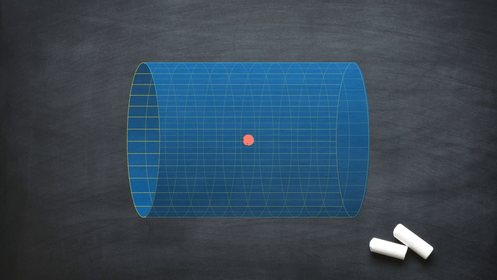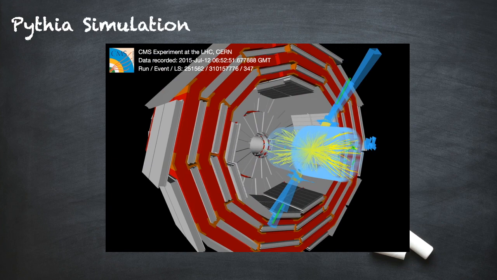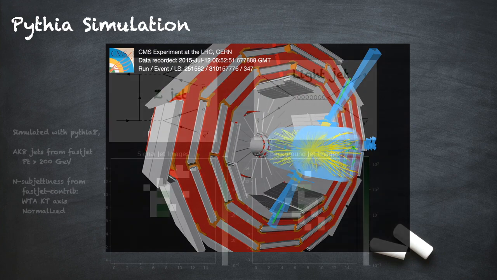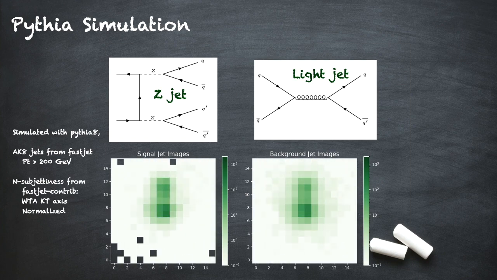Using what we have learned from the toy model, we apply the same method to particle-level simulation generated using Pythia. We are using Z-jet production as our signal and light jet production as our background. The simulated particles are clustered into jets using the anti-kT algorithm with distance parameter 0.8. Only the jets with transverse momentum greater than 200 GeV are considered.